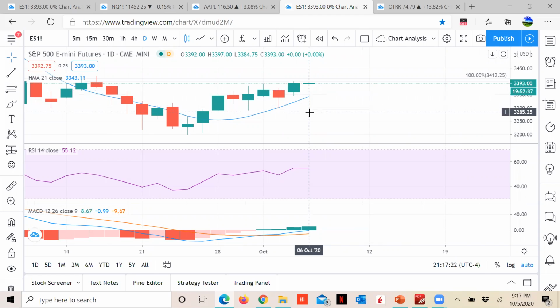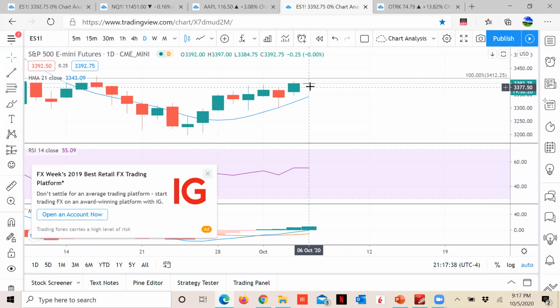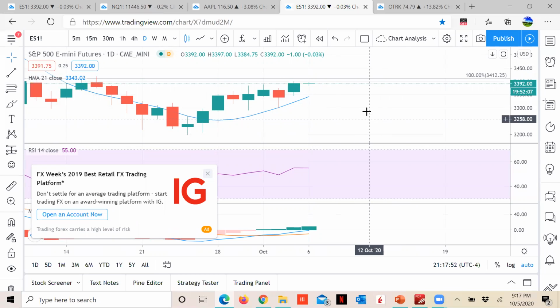If I put my cross on it, you see the opening 3392 and the close is 3392.7. Right now it's 3392, it's live. So the difference is hardly +1. That's why you see a green horizontal line. If the closing is slightly less than the opening, then it will show that red line. It just basically shows a cross, right? So the opening and the closing is pretty much the same. The difference is virtually the same. It's not much.